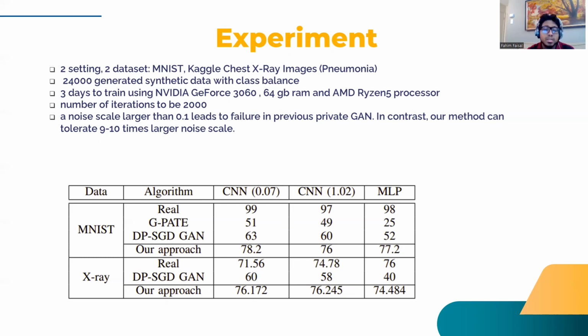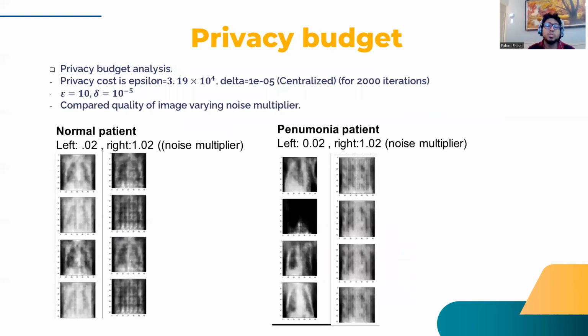And in X-ray images, we can see that it generated better results than DPSGD, and the result is almost comparable to the result when the real data is used. To analyze the impact of privacy budget, the privacy cost epsilon is 3.19 x 10^4, and the delta is 1 x 10^-5.